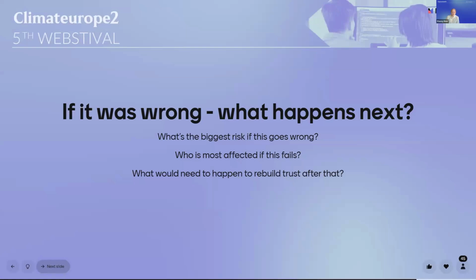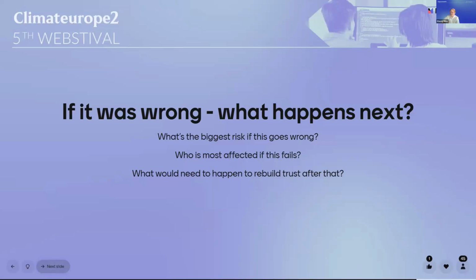So this is just some questions I was thinking about. I guess it's slightly on the negative side, and you can flip this, so I've got if it was wrong, what happens next? But you could flip it as if it was right, what if that output was right? What happens next? And just thinking around what's the biggest risk if it goes wrong? Who's most affected if that fails? So if the farmer is making planting decisions based on the output and a different climate impact happens, what happens if that fails, and then what would need to happen to rebuild that trust after that. So those are just some questions that I'm thinking about.